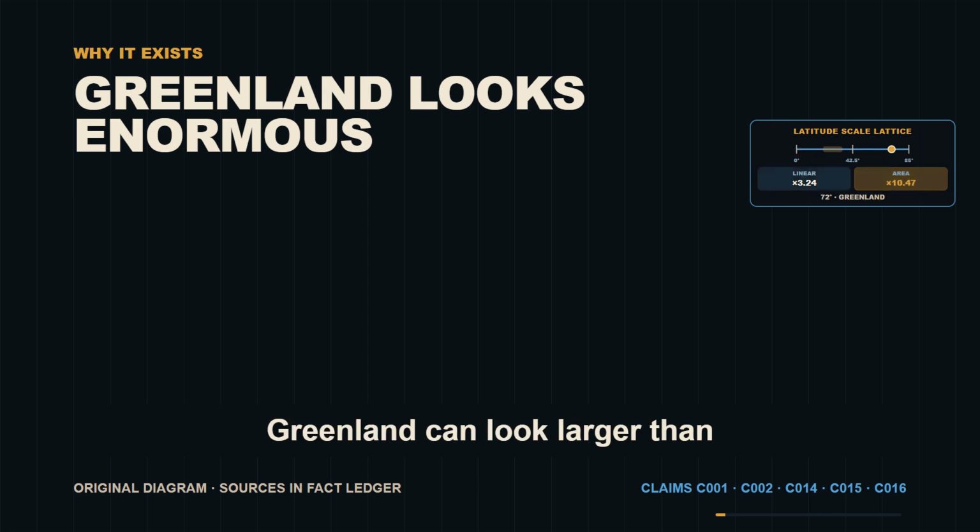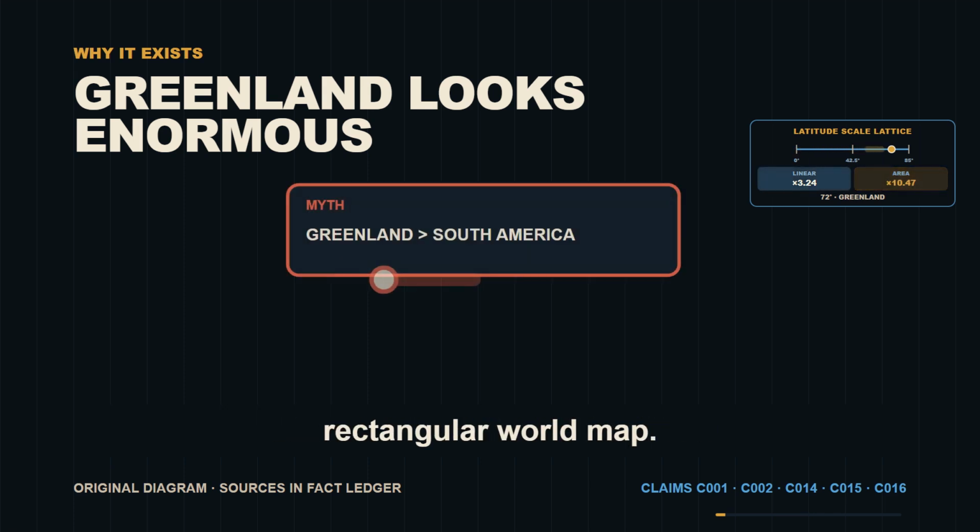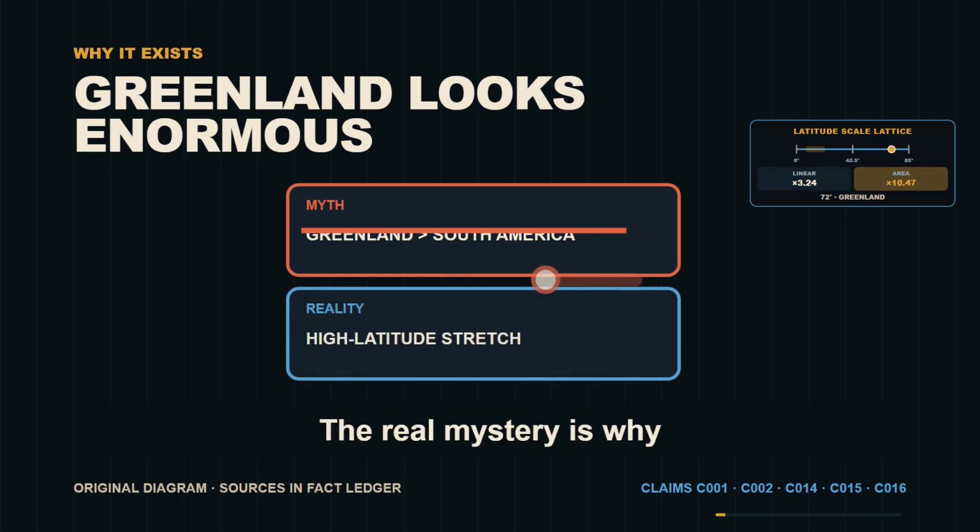Greenland can look larger than South America on a familiar rectangular world map. But Greenland is not secretly a continent-sized rival. The picture is stretching it. The real mystery is why a map would choose that distortion on purpose.